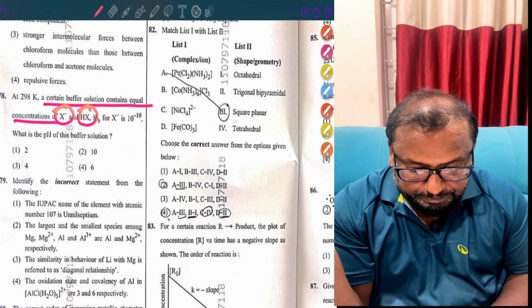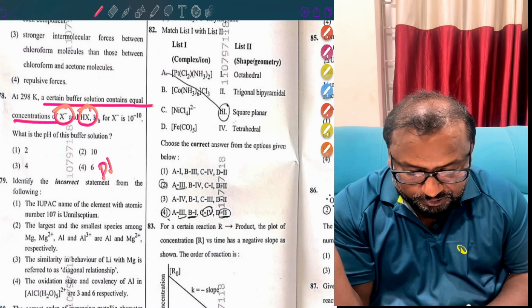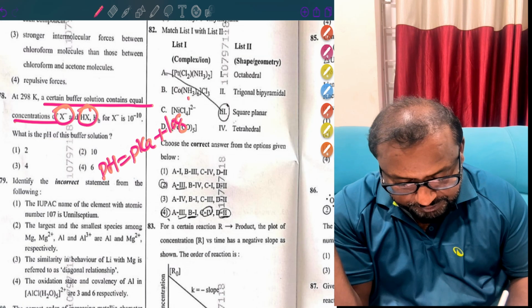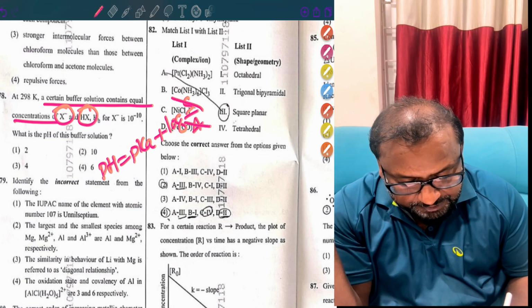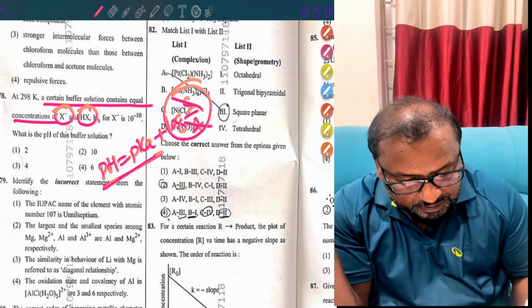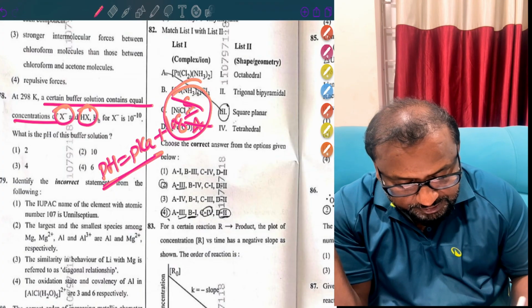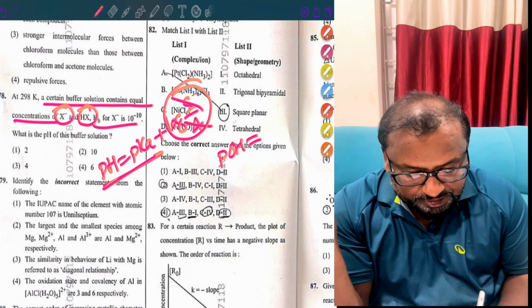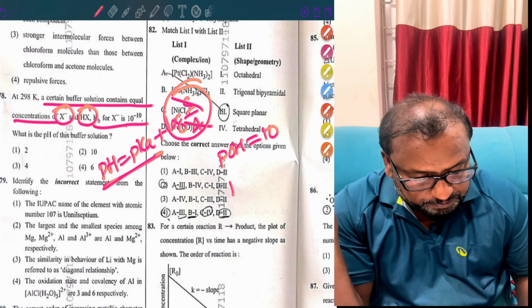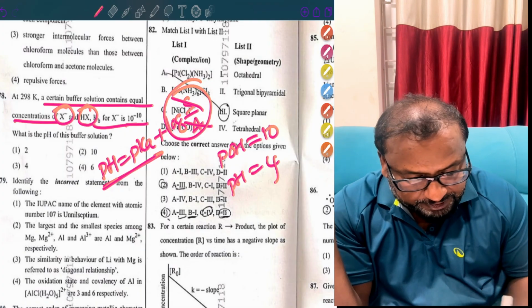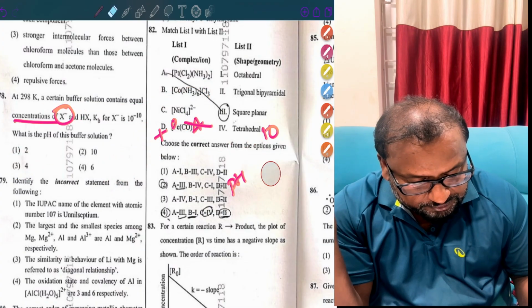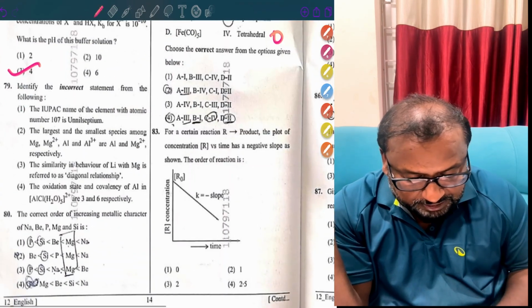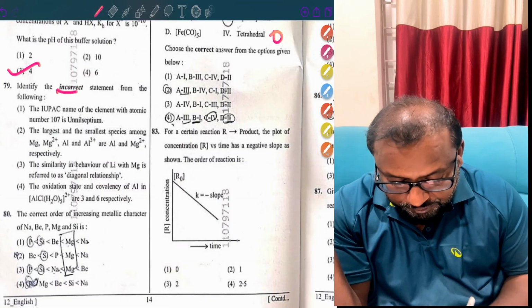78, if a buffer solution contains equal moles of salt and acid, so pH of a buffer equals pKa plus log salt by acid. If both are the same, this becomes 0, pH equals pKa. But here Kb is given, so pOH equals 10, that is, 10 comes. So what pH comes? 4. You don't even need a pen, you can solve the question by looking directly. Directly the fourth, third option.